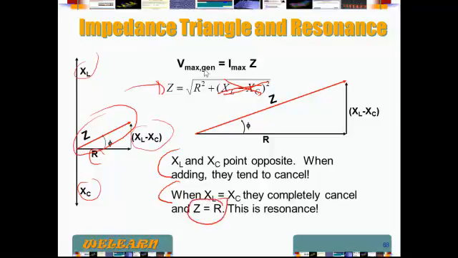Look what's going to happen to the current for a constant imposed generator voltage. If I have a minimum Z, I'm going to have a maximum I max. We call this resonance.